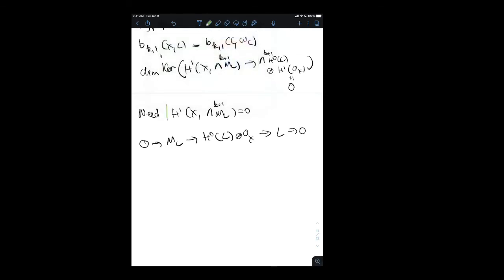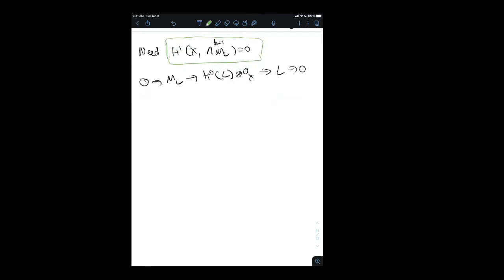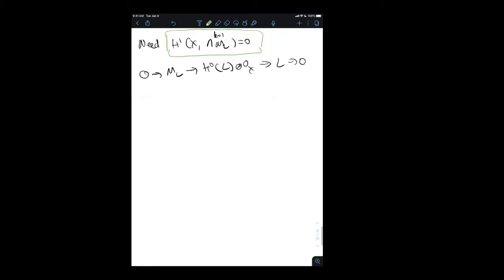Okay, so that's an appealing reformulation, right? You just have to prove the cohomology of some vector bundle is zero. Okay, but unfortunately, there seems to be no direct way to do this. So one needs to introduce some very special object on the K3 surface called the Lazarsfeld-Mukai bundle.